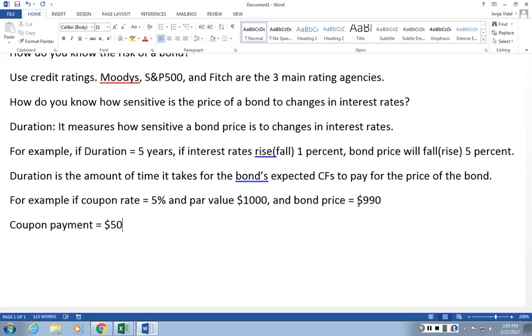Okay? So if you buy a bond with a very long duration, that means it's going to take you a long time to recover your initial investment. If you buy one with a very short duration, 1, 2 years, it means that you recover the initial investment very quickly. So that's why it's calculating the sensitivity to a change in interest rates.